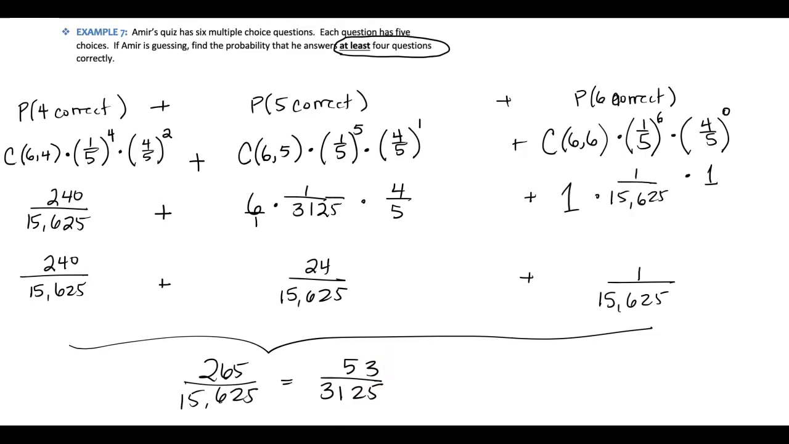If you wanted to write this as a decimal, we could take 53 divided by 3,125 and get 0.01696, or 1,696 ten-thousandths, which is about equal to 1.7%. And that ends example 7.